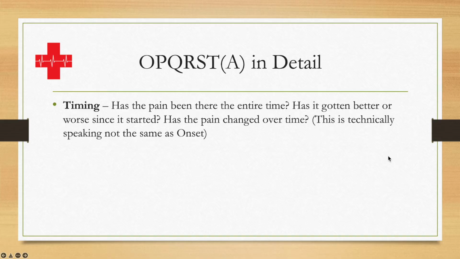Timing. Now, timing is different to onset, technically speaking. So this isn't about what time did it start, but what has been the timing of the pain. In other words, has it been there the entire time? Has it gotten better or worse since the pain originally started? Has the pain changed over time in its nature or in the impact it's had on you? So, for example, if it's a painful ankle, has it changed? For example, could you walk on it first and now you can only hobble on it? Or can you now not put any weight on it? Or previously couldn't weight bear, now you can. So the timing is about the intervals between pain, the development or progression of pain. It is not the same as the onset time.